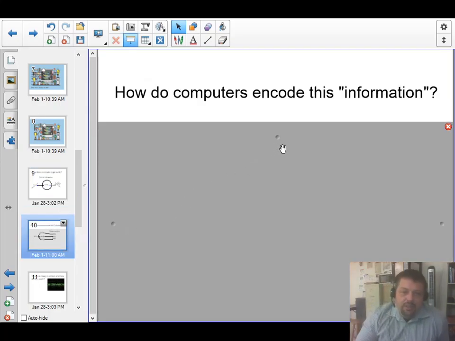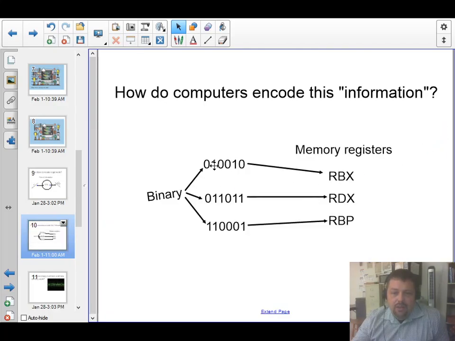So this information you're talking about, how do you encode it? What kind of information is the computer actually receiving? Well, it's not language like the information we typically get. Instead, it's usually binary numbers. In other words, just zeros and ones.